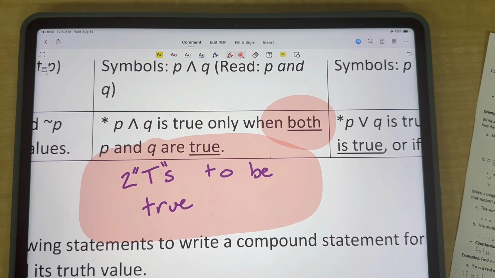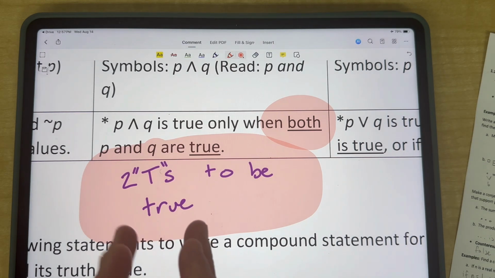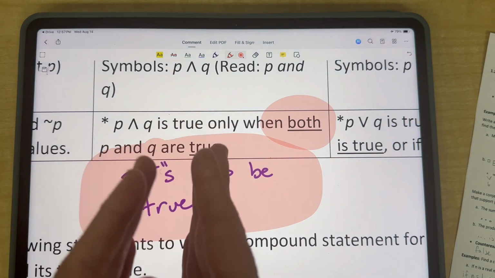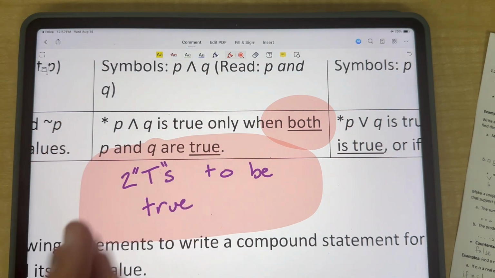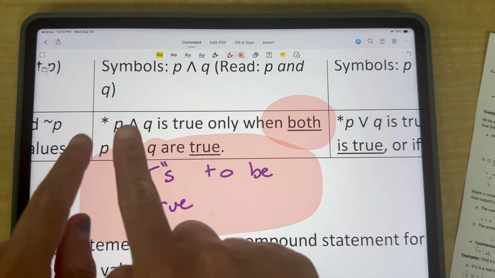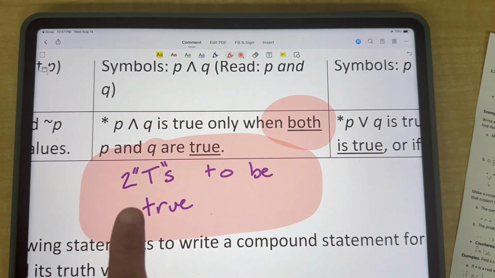If I said, again, Las Vegas is in Nevada, and then the next statement was San Diego's in Oregon, that's a false statement. The whole thing would be false. Even if P is true, if Q is false, the whole thing becomes false. If P is false and Q is true, and it's an and statement, it's still all false. Both things must be true for and statements to be true.